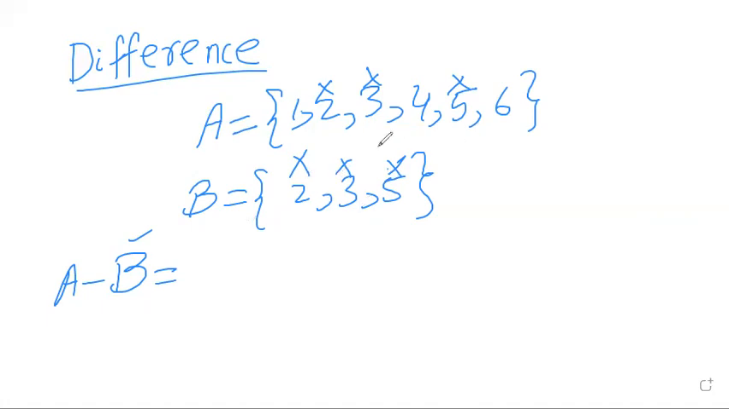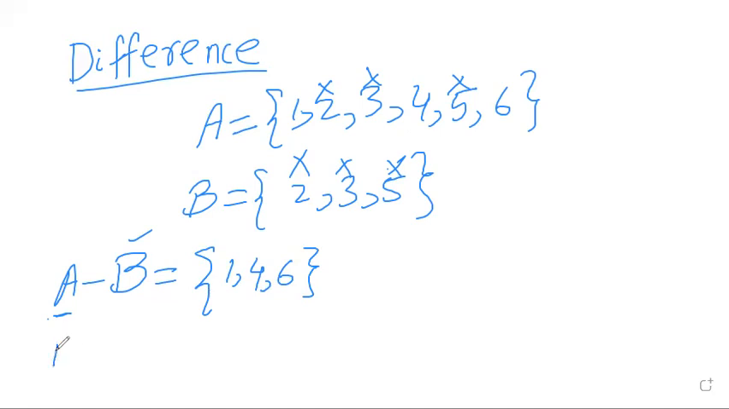Now, first take away them. Then the remaining elements of the first set, forget the second, okay? The remaining elements of the first one you will write. Which elements are now? 1, 4, and 6. This is A minus B.